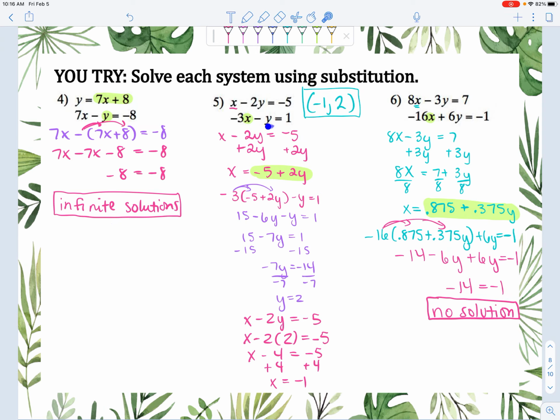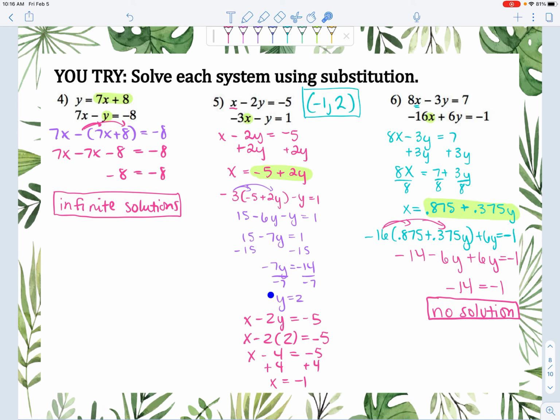For number 5, we did not have a variable by itself, so the easiest one to isolate was the x, in my opinion. The y down here would have worked out okay as well. It just has a negative in front of it. But coefficients of 1 and -1 are the easiest variables to isolate. To isolate the x in that top equation, add the 2y away from it, then take this algebraic expression for the x, substitute that for the x in the bottom equation.